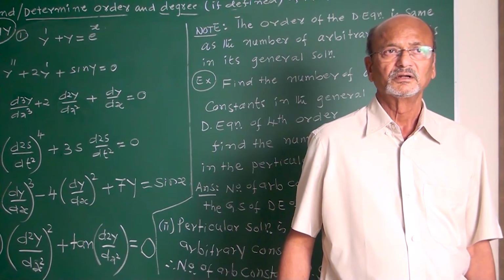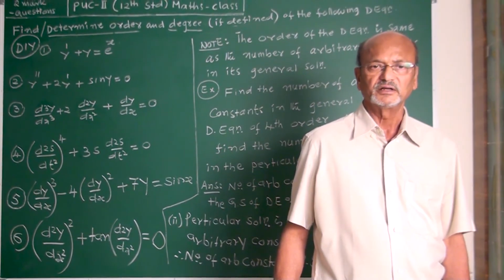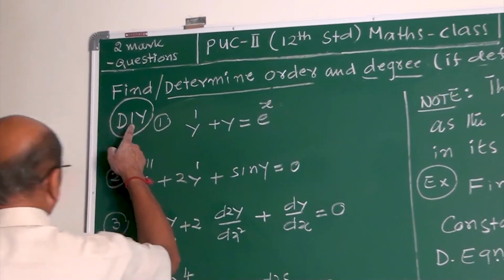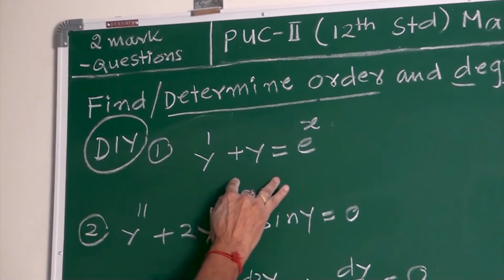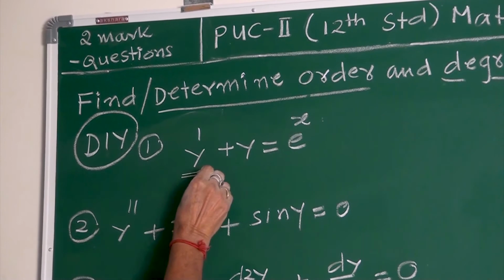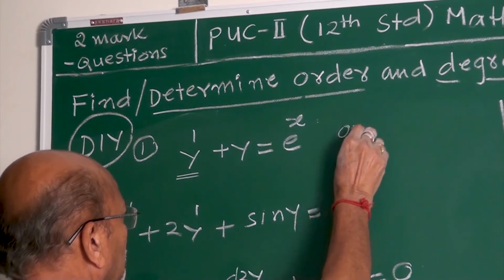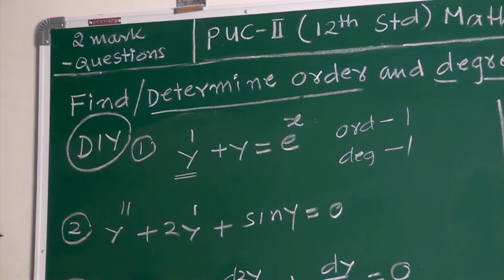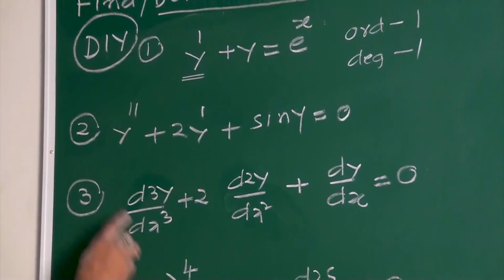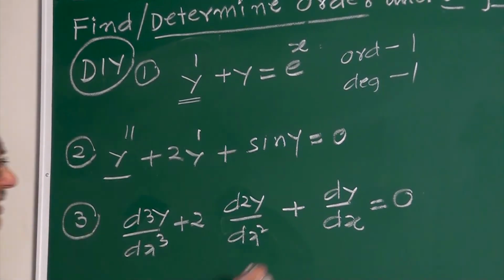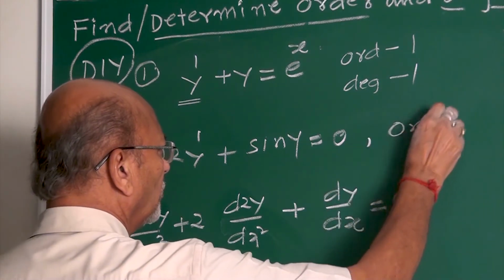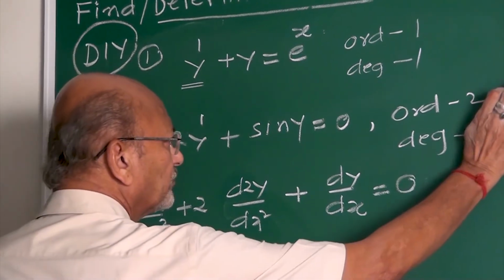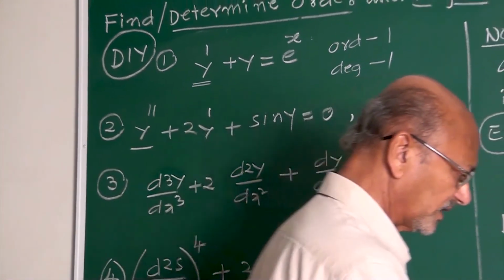My friends, I have done examples on order and degree. Some examples I have written, just do it yourselves, DIY. In this, your term is y dash. Y dash means the order is 1. What is its degree? Degree is also 1, the power of this. In the next, y double dash means order is 2. What is the power? Degree is 1.